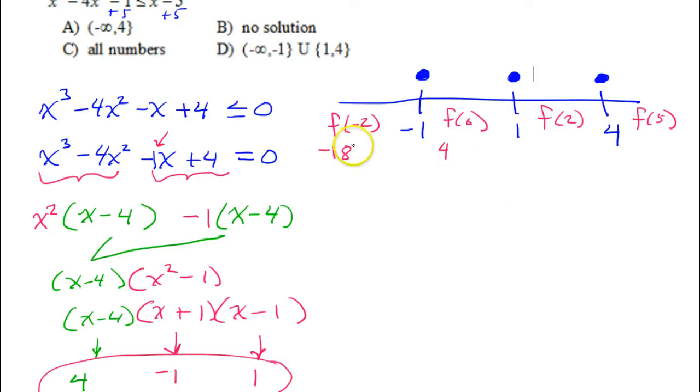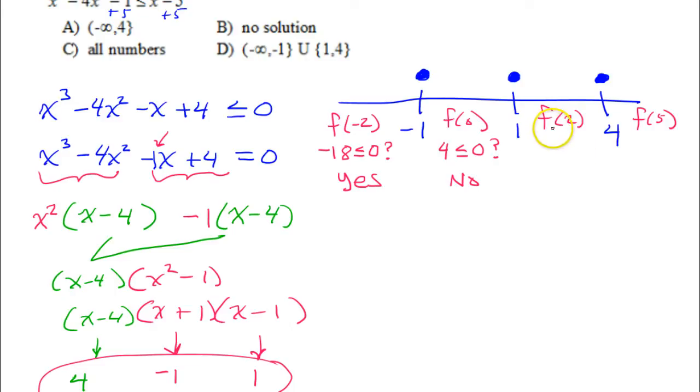And the question is, are these values less than or equal to 0? Is -18 less than or equal to 0? Yes. All negative numbers are less than 0. Is 4 less than or equal to 0? No. 4 is bigger than 0.